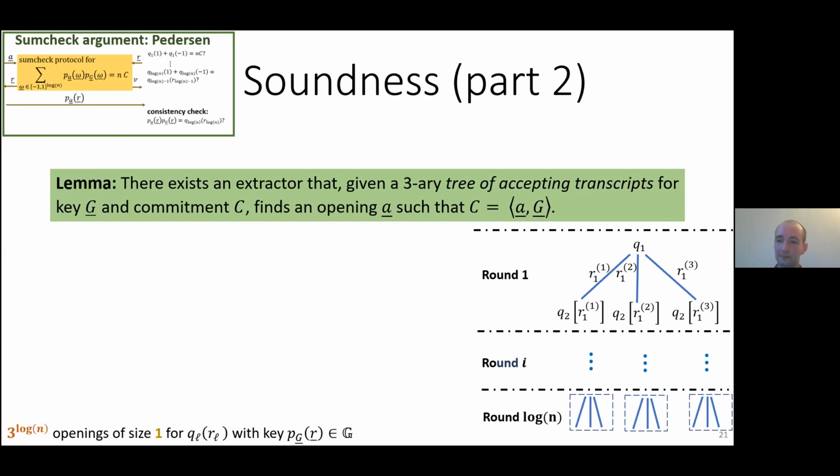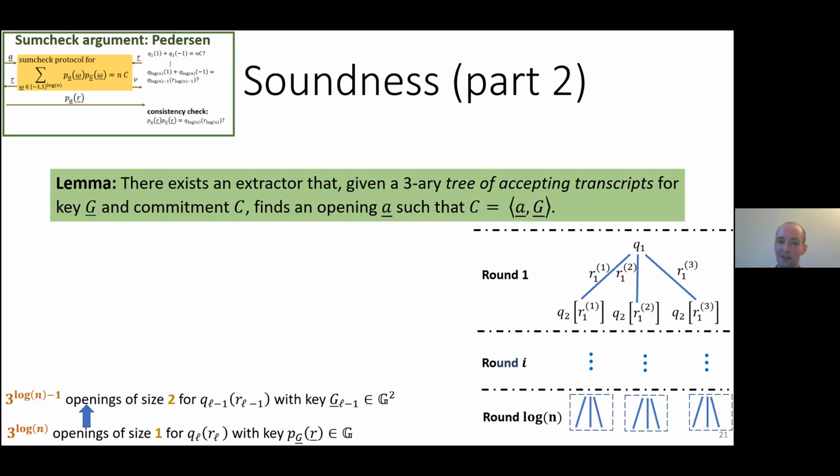So you can think of the prover's final message, the final evaluation that the prover sends to the verifier, the evaluation of the message polynomial, as an opening of a commitment which has length 1. And in the 3-ary tree, we'll have 3 to the power log n of these openings of size 1 for this final value that the verifier has: the last sumcheck polynomial evaluated at a random point, which you can think of as a commitment. So we'll have 3 to the log n commitments and openings of messages of length 1.